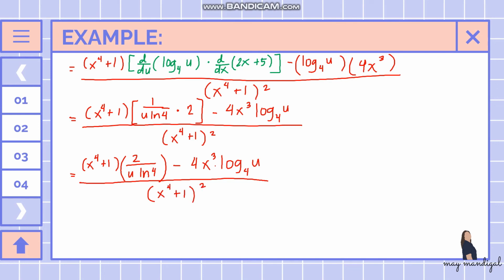Now, if you look at this function, you will see that there is a fraction in the numerator. So it becomes a complex fraction now. There's a fraction within a fraction. So we have to simplify that. Now, instead of getting the reciprocal of our denominator and then multiplying it to the whole function, we can actually think of a term that we can multiply to both the numerator and denominator so that we can easily cancel the denominator, and that is the denominator itself, u ln of 4. So you just have to multiply the numerator and the denominator by u ln of 4.